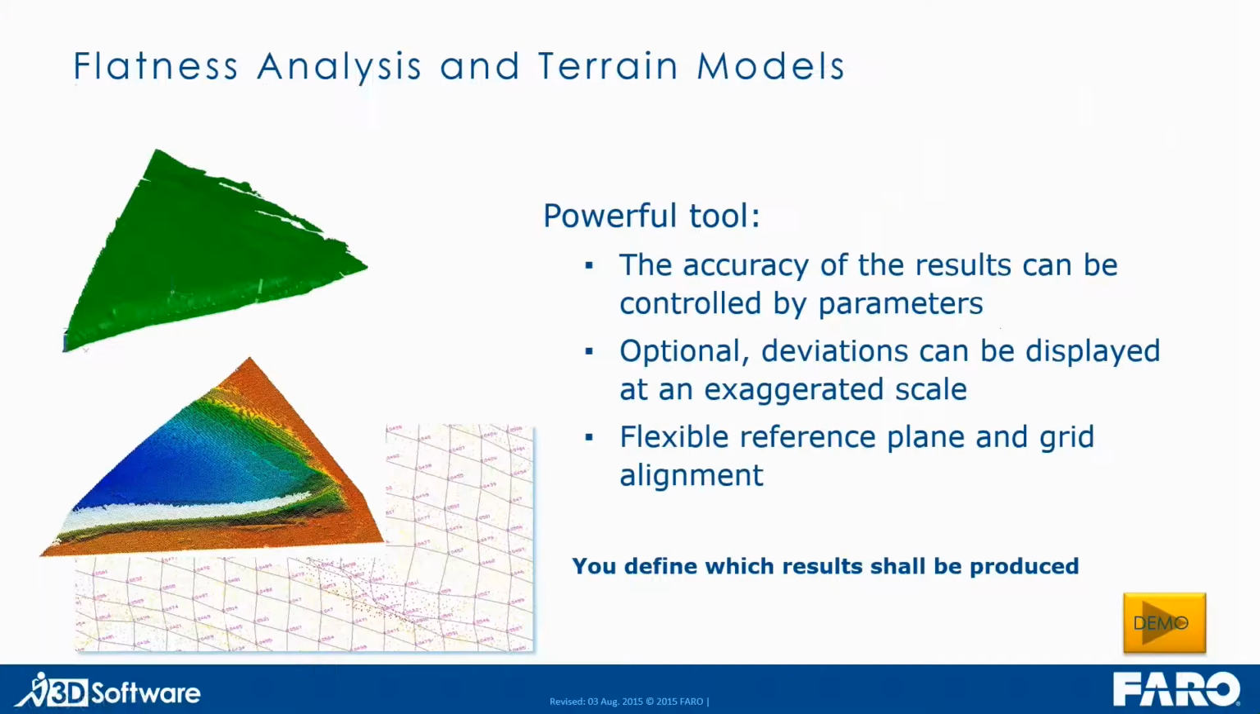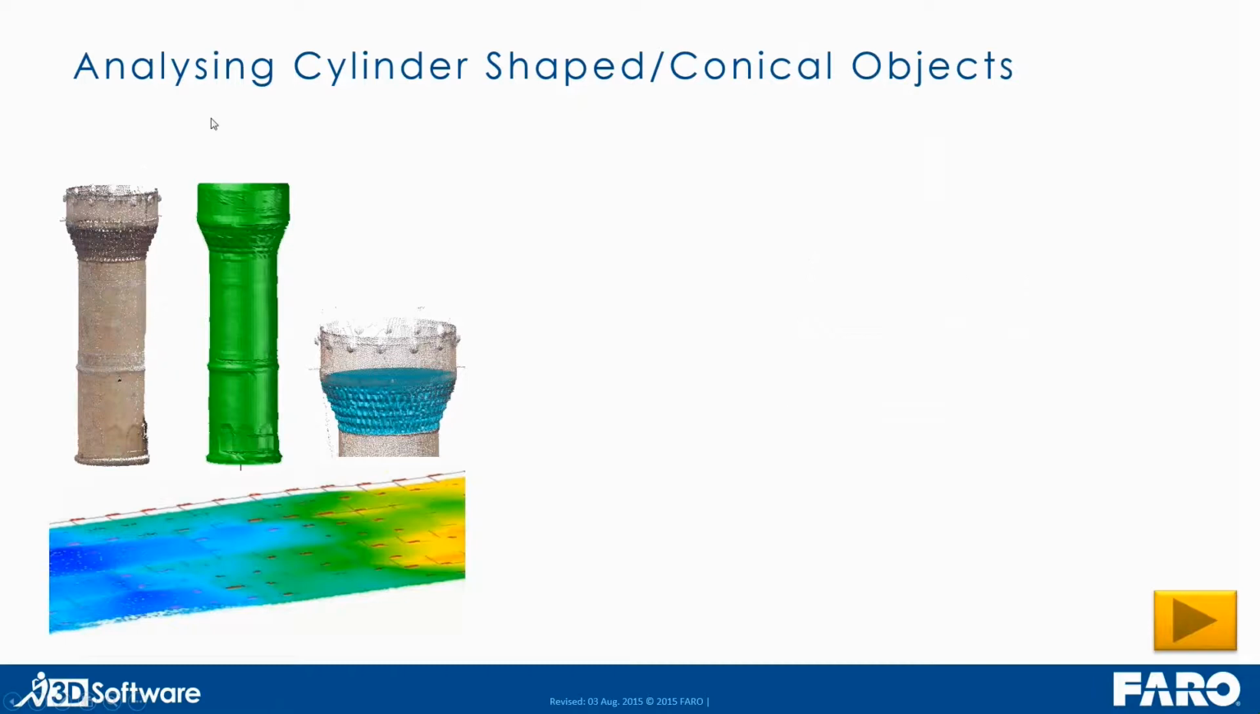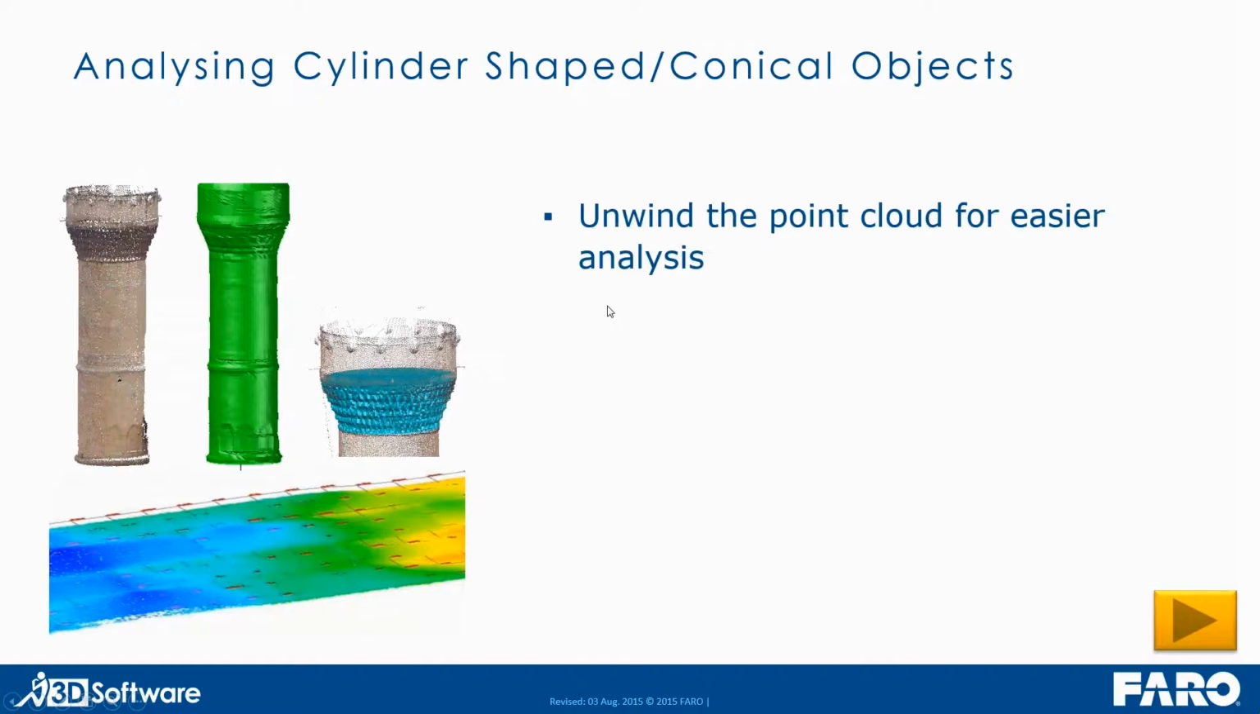Let me show you a few more tools of PointSense Heritage. There are tools for analyzing cylinder-shaped and conical-shaped objects, like this tower over here on the left-hand side. With this tool, you can unwind the point cloud for easier analysis, and you can also get a color-coded unwrapped point cloud, color-coded by deviation.